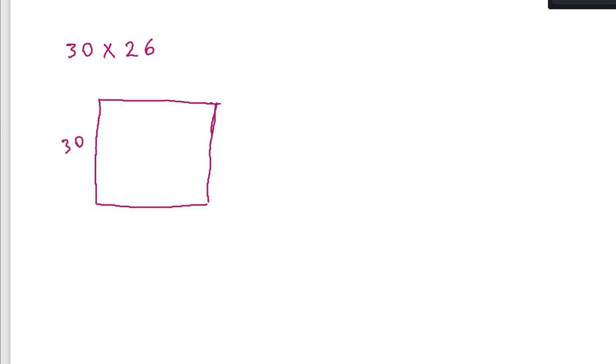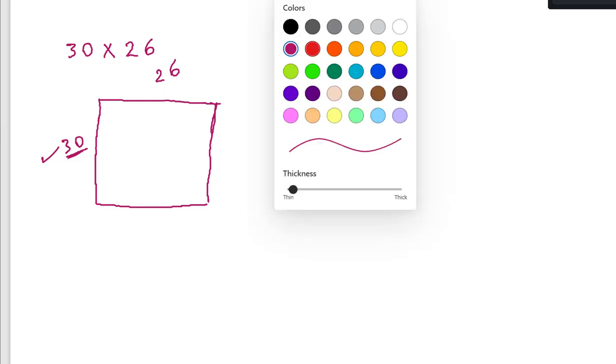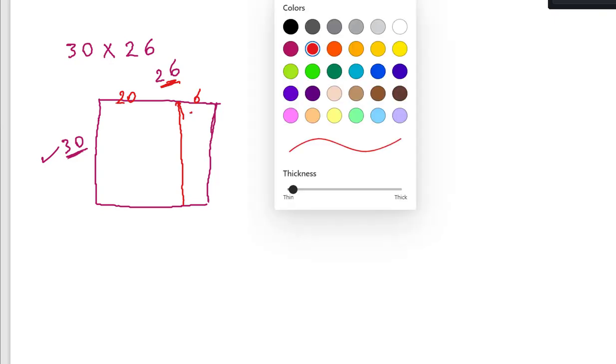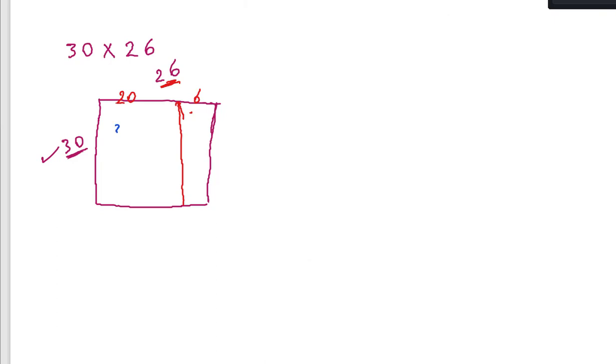So if this is 30 and this is 26, I have 30, and 30 is a multiple of 10. As you know, multiplying by multiples of 10 is very easy. So 30 is okay. Which one will we break? We will break the 26 into two parts, 20 and 6. So I will draw here a line to show that I break the area into two parts. And the next step, I will multiply here 30 by 20 and here 30 by 6.